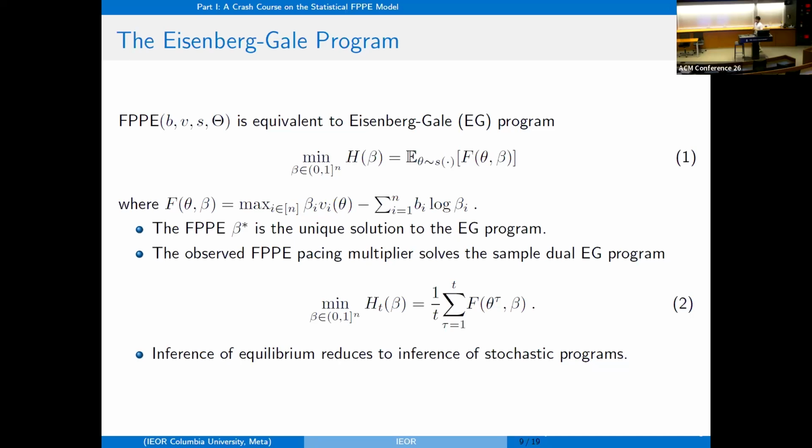So from here, we can see that FAPE is a very convenient tool because it's a very applicable solution concept for ad auction platforms. And at the same time, it has this convex program characterization where we can use tools from optimization and statistics to derive theorems and analyze the market equilibrium.